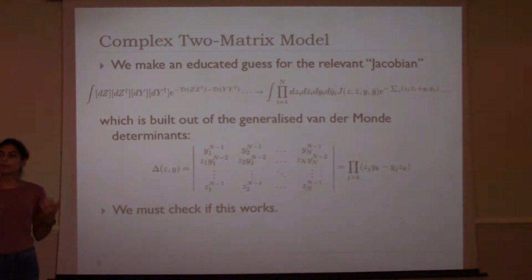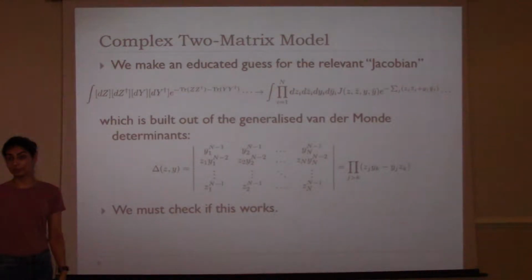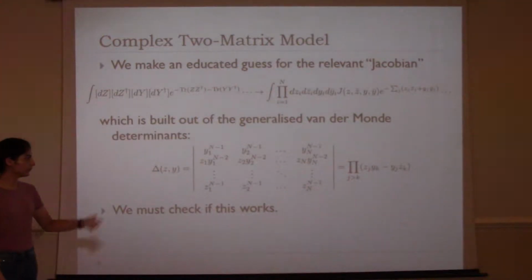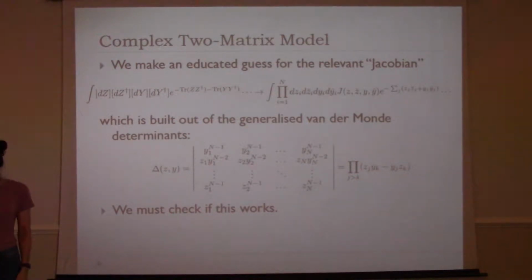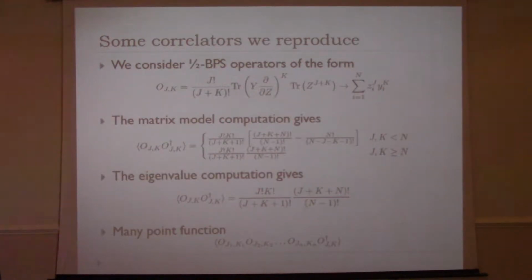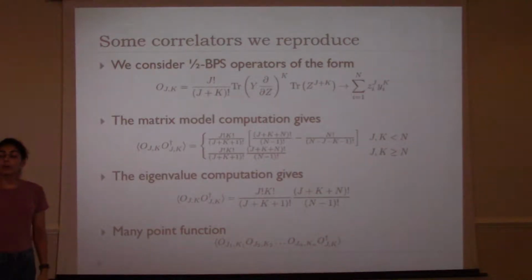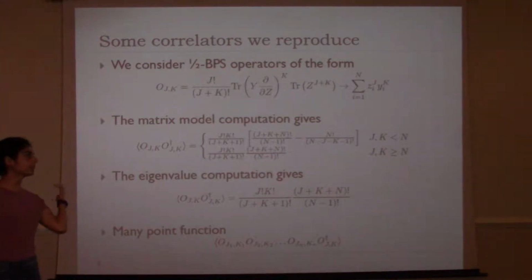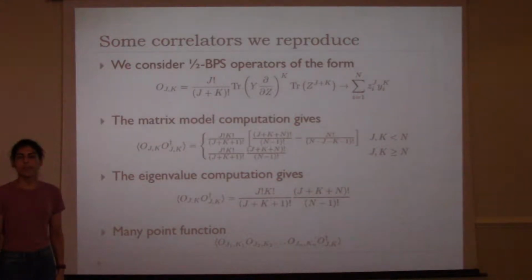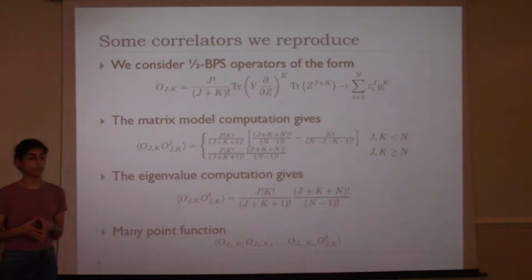And we come up with these generalized van der Waals determinants, and your Jacobians are a product of these two. We have to check this. So we calculate correlators in the matrix model and in an eigenvalue description with that Jacobian that I showed you, and we find that we can get an exact matching for the half BPS operators.